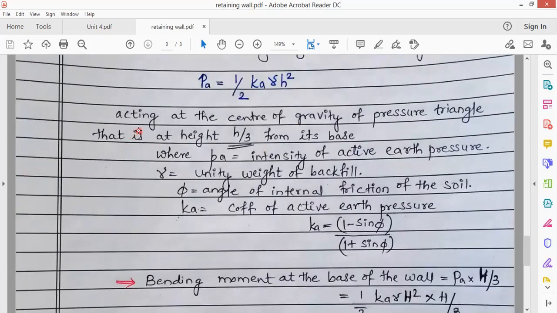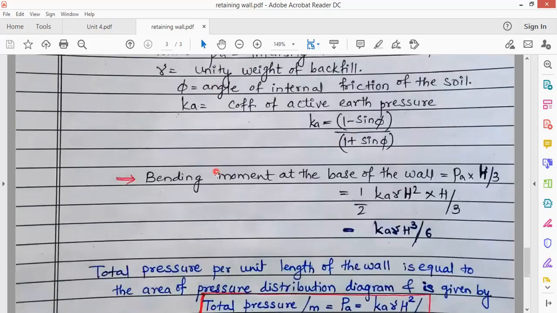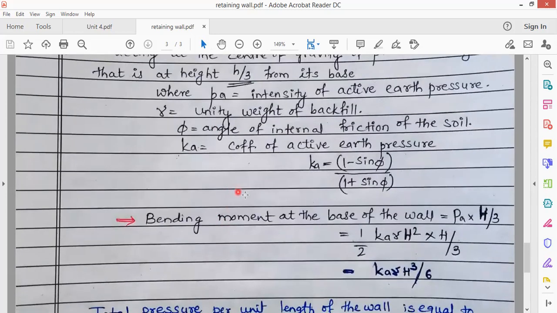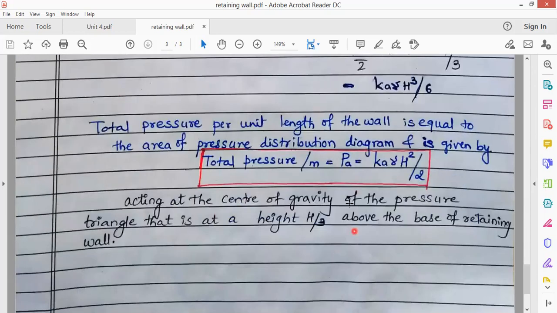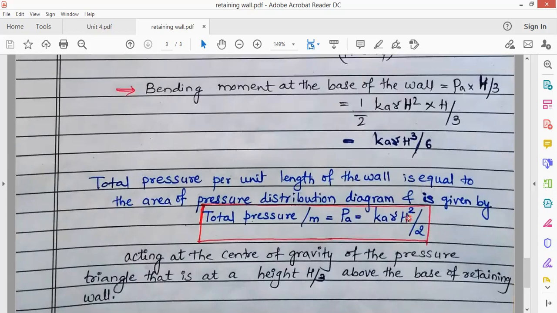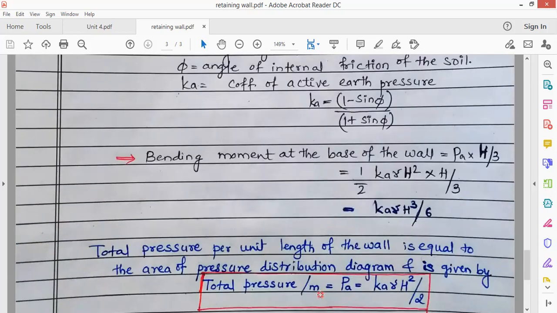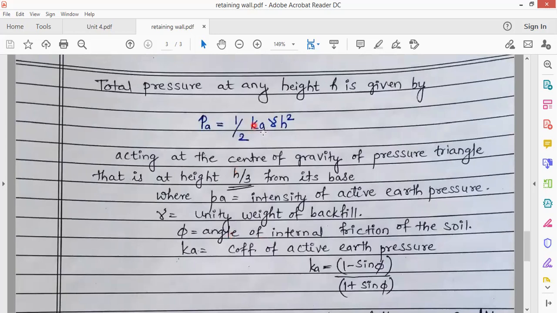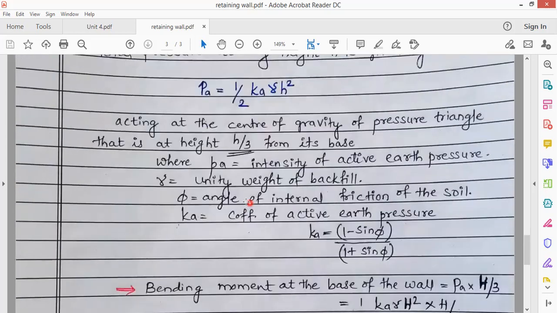So the force is acting at a height h by 3, the center of gravity of the triangle. Then the total force or total pressure is Pa is equal to Ka gamma h square by 2. That is half into base into height. That is the total pressure acting per meter. So here we have Ka and gamma. What are these terms? We will see now.